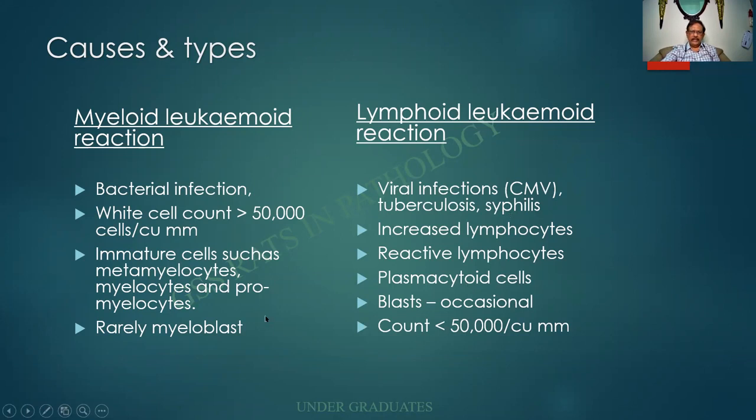So these are the differences. Very rarely myeloblasts will be seen in a case of myeloid leukemoid reaction. This tabular column also you people will have to learn by heart.